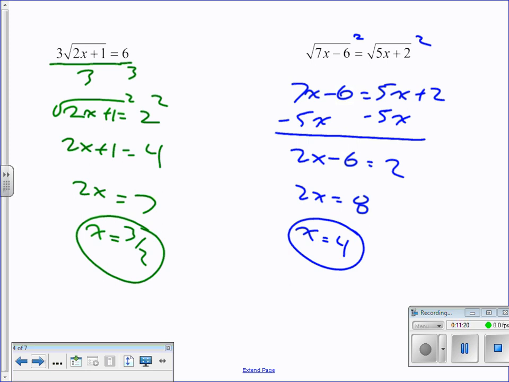And I have to try 4 in both sides of the equation to make sure it works. 4 times 7 is 28. 28 minus 6 is 22. So on this side of the equation, I have the square root of 22. 4 times 5 is 20, plus 2 is 22. I have the square root of 22 equal to the square root of 22.